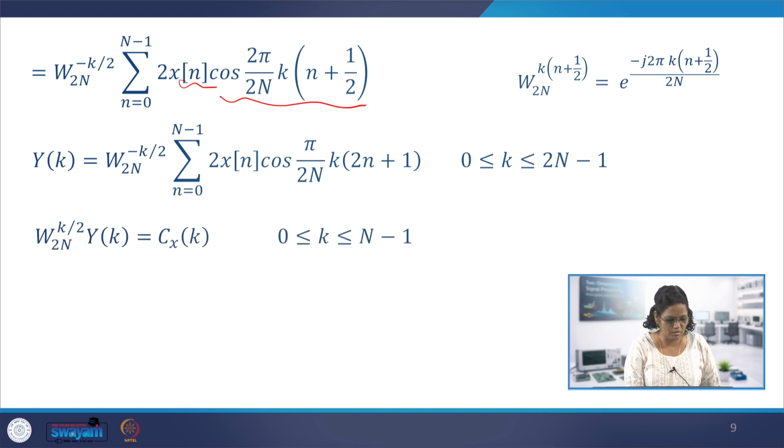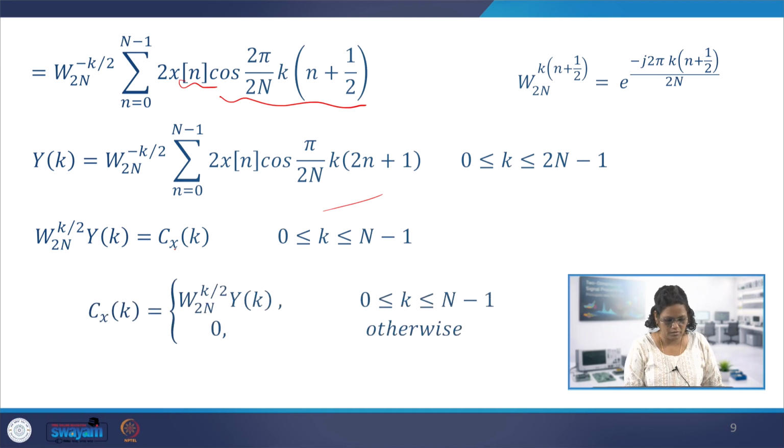So for that, we multiply this with W_2N^(k/2). The rest of the term is going to be C_x(k), that is the coefficient, and it's only for the first N coefficients, 0 to N minus 1. So from y of k we can obtain C_x(k). This is the DCT coefficient. Multiplying this y of k with W_2N^(k/2) results in a DCT coefficient, and that is only for the first N samples of the DCT coefficients. It is 0 otherwise. So this is how to obtain the DCT coefficients in 1D.